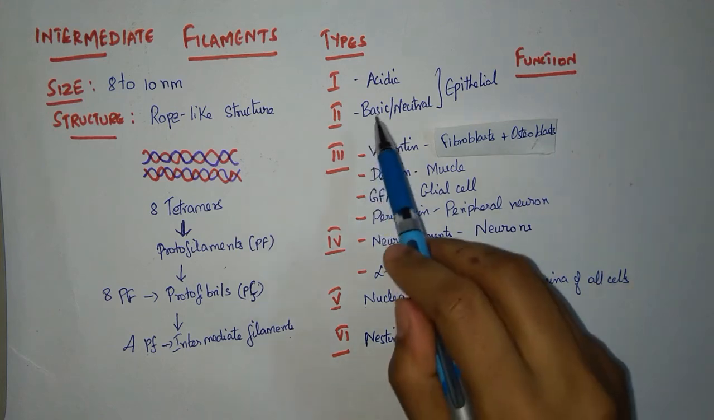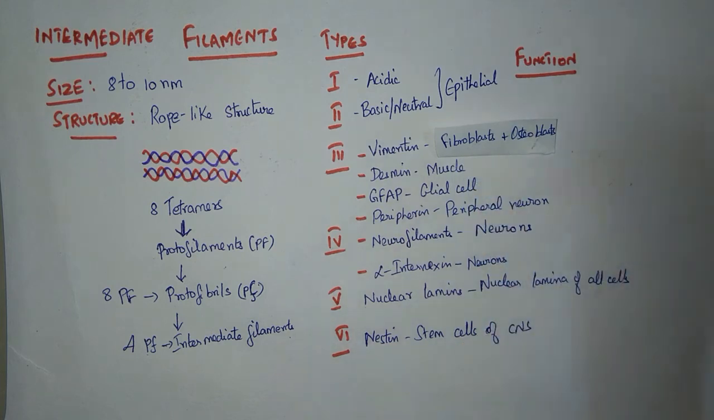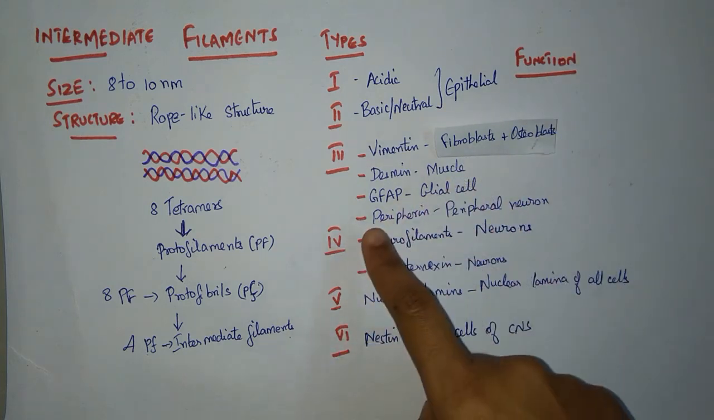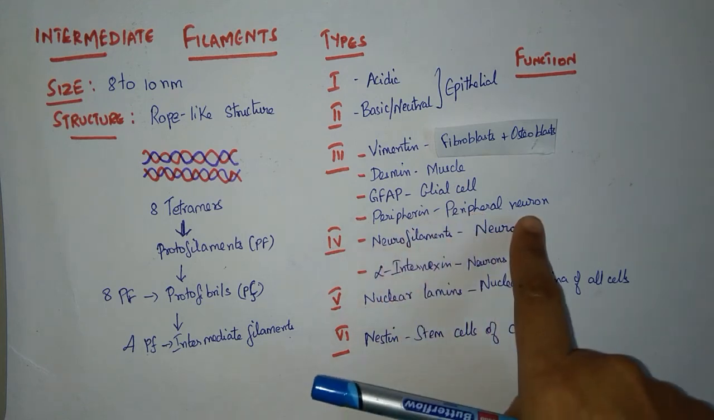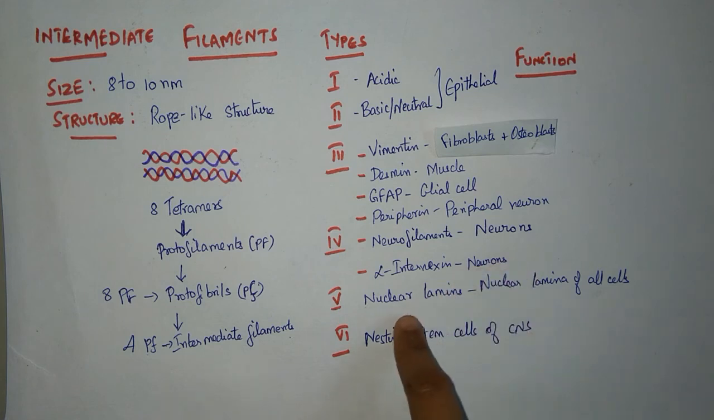I repeat, acidic and basic are present in the epithelial cells, vimentin in the fibroblast and the osteoblast, desmin in the muscles, GFAP in the glial cells, peripherin in the peripheral neurons, neurofilaments in neurons, alpha internexin in neurons, nuclear lamins in the nuclear lamina of all cells, nestin in the stem cells of the CNS.